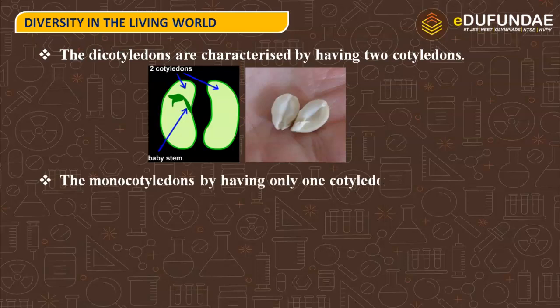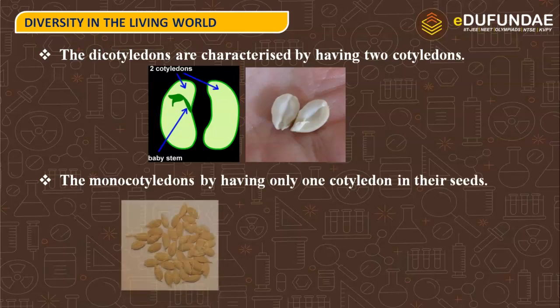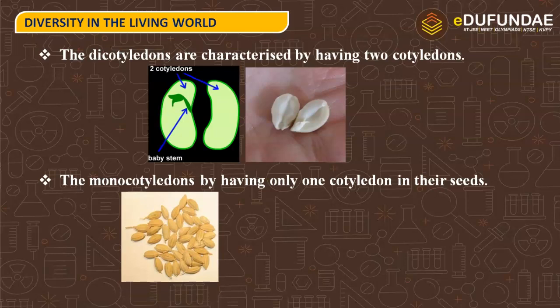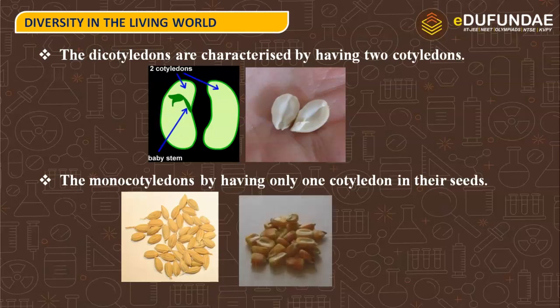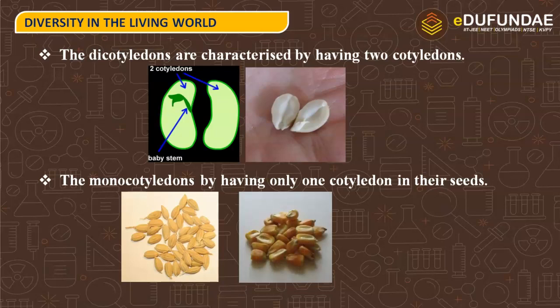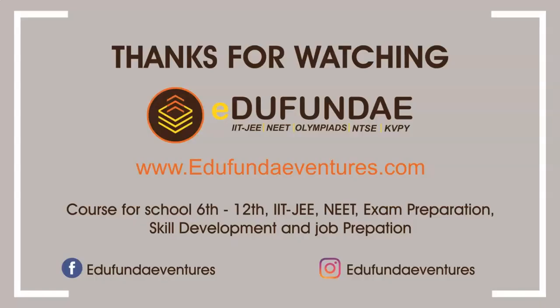The monocotyledons are characterized by having only 1 cotyledon in their seeds. So we see the structure of wheat. The wheat seed cannot be divided into 2 cotyledons, and that is why it is a monocot plant. Similarly, maize also cannot be divided into 2 parts, it does not have 2 cotyledons, and hence it is a monocot. I hope you understood the explanation.